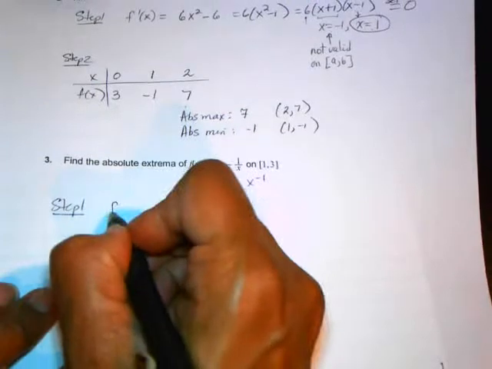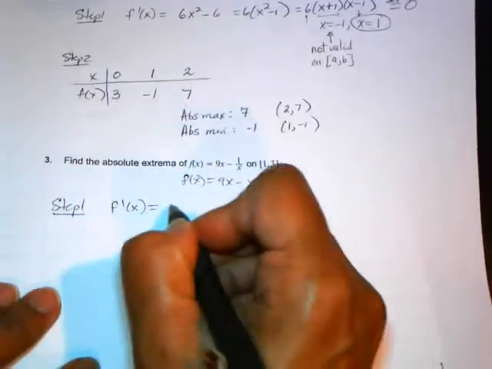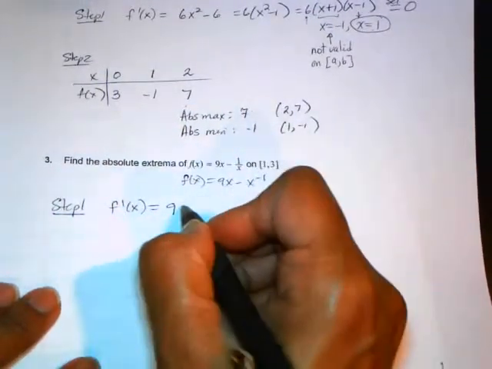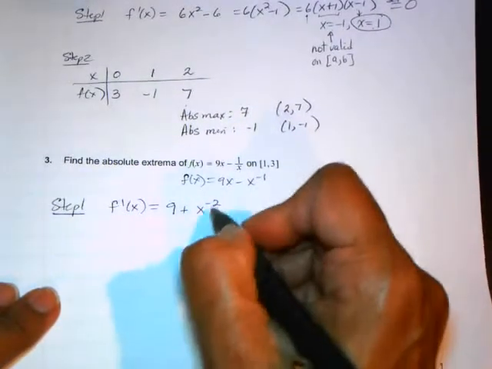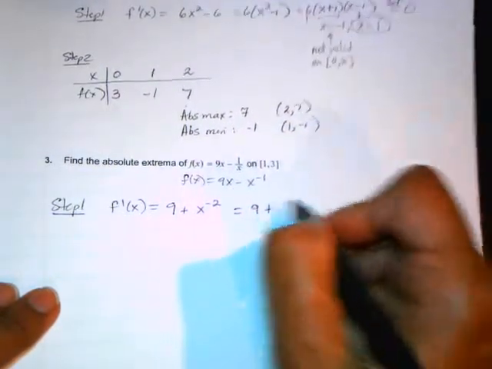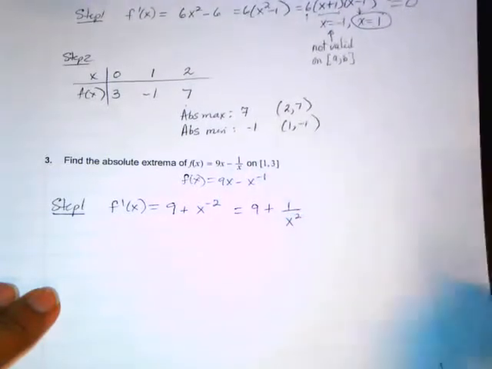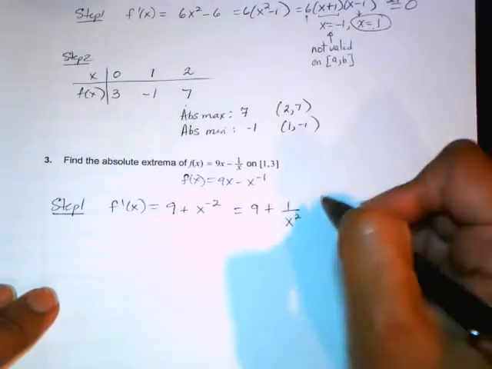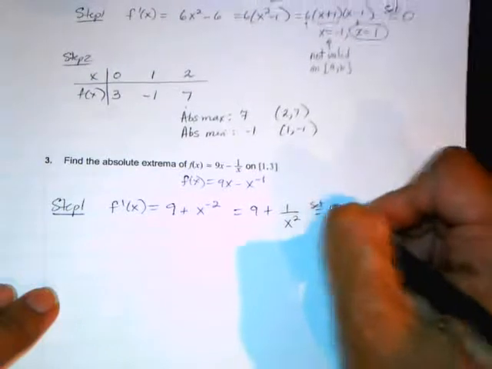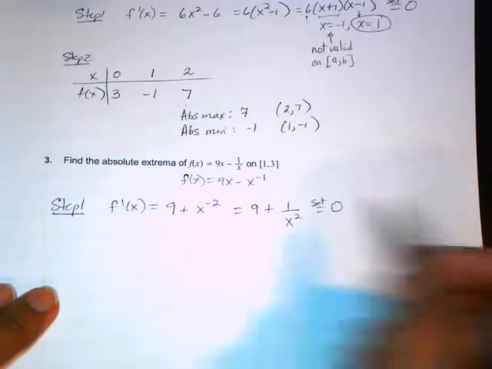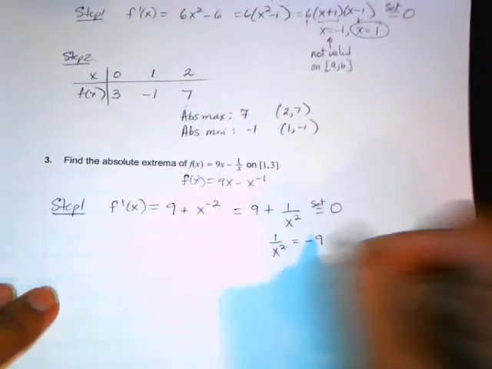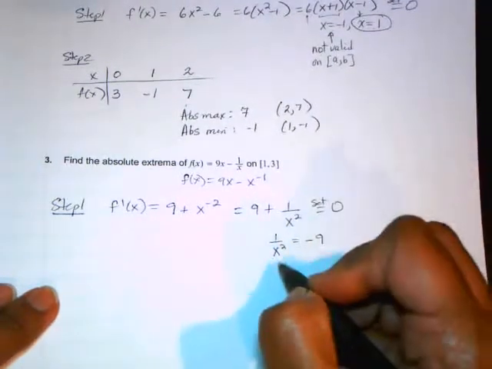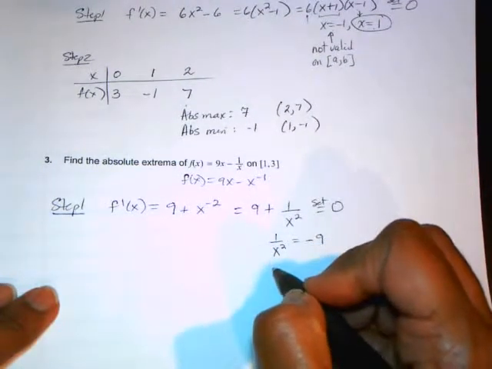Find the derivative. F prime of x is 9. When the negative comes down, it's positive, x to the negative 2. But now I need to rewrite this as 9 plus 1 over x to the positive 2. I'm going to set this equal to 0. To solve this equation, we can move the 9 over. 1 over x squared is negative 9. And we can multiply x squared to both sides.